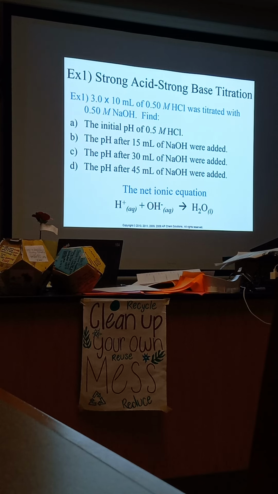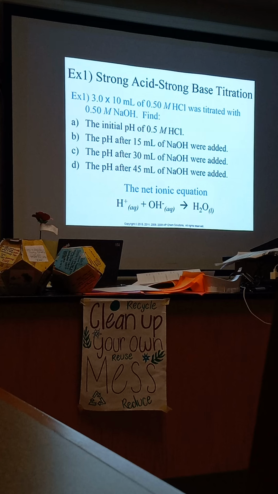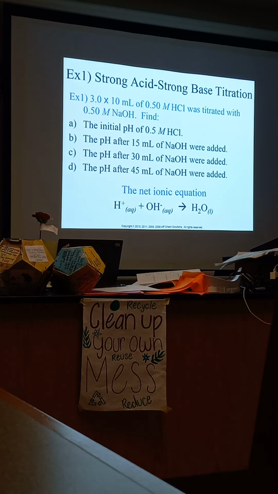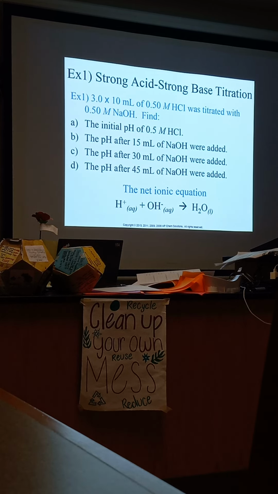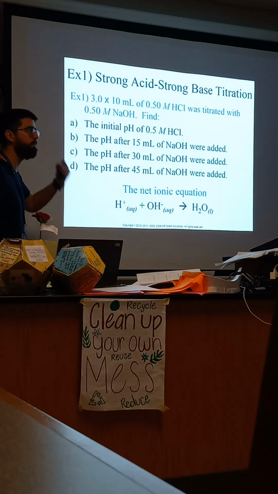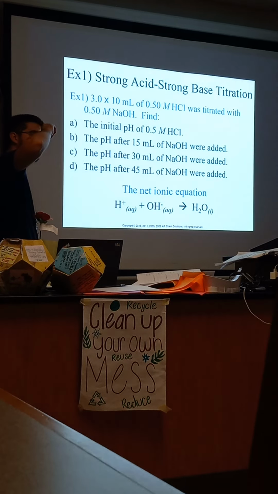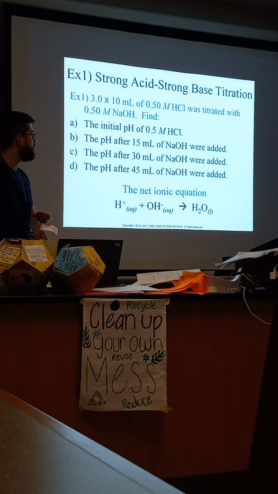Now what about letter C? What can you guys tell me? What's going on with C? The pH should be 7. And why is that? Because the moles of each should be the same, because they have the same volume and the same concentration, right? Same volume, same concentration means the same number of moles, and so when you subtract them from each other, you get a big fat zero. Okay.